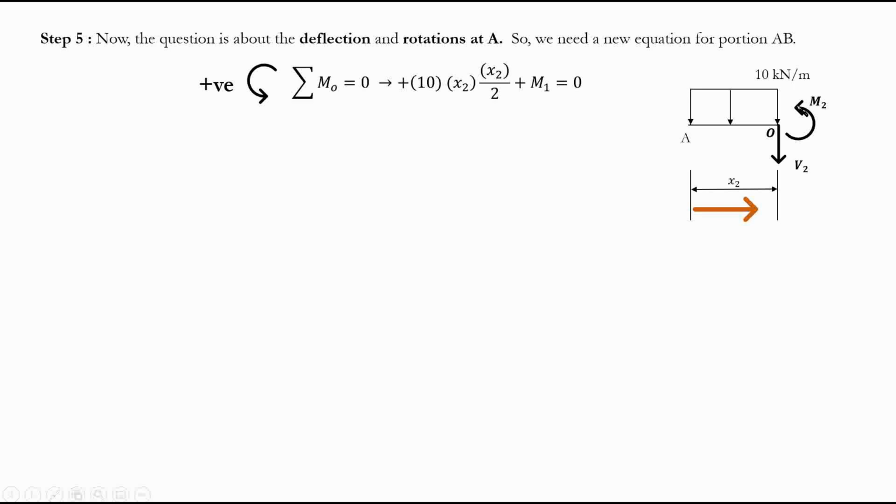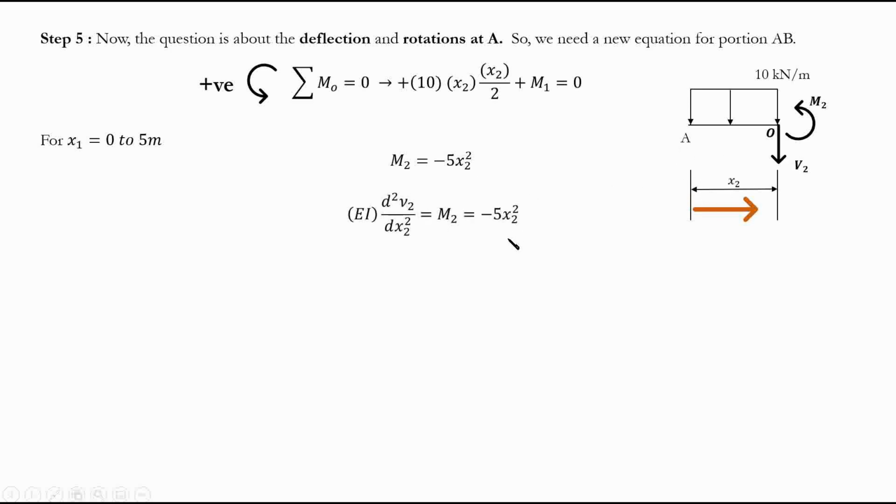So plus M2. Why is it plus M2? Because this is again in the counterclockwise direction. And from there, I'm going to end up with M2 equals negative 5x2 squared. And this equation, as I said, is applicable from 0 to 5, because from A to B I had 5 meters.